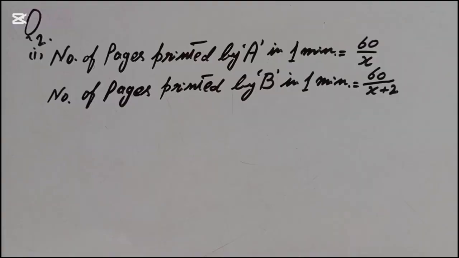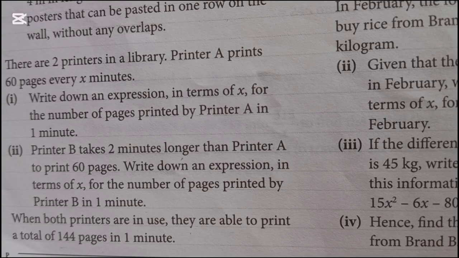Same way, the number of pages printed by printer B in 1 minute equals 60 divided by x plus 2. Why? Because in x plus 2 minutes it prints 60 pages. So in 1 minute it should print 60 by x plus 2. When both printers are in use, they are able to print a total of 144 pages in 1 minute.